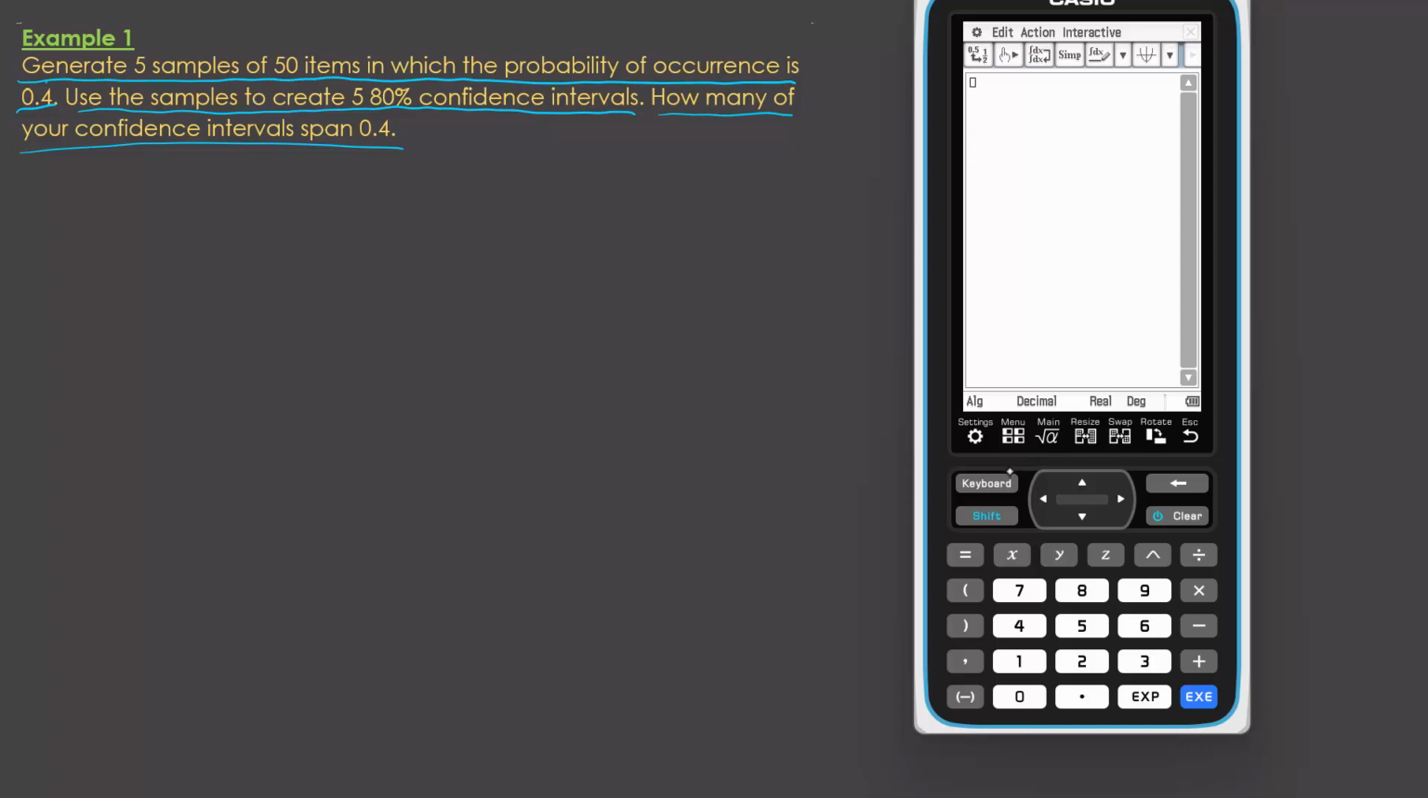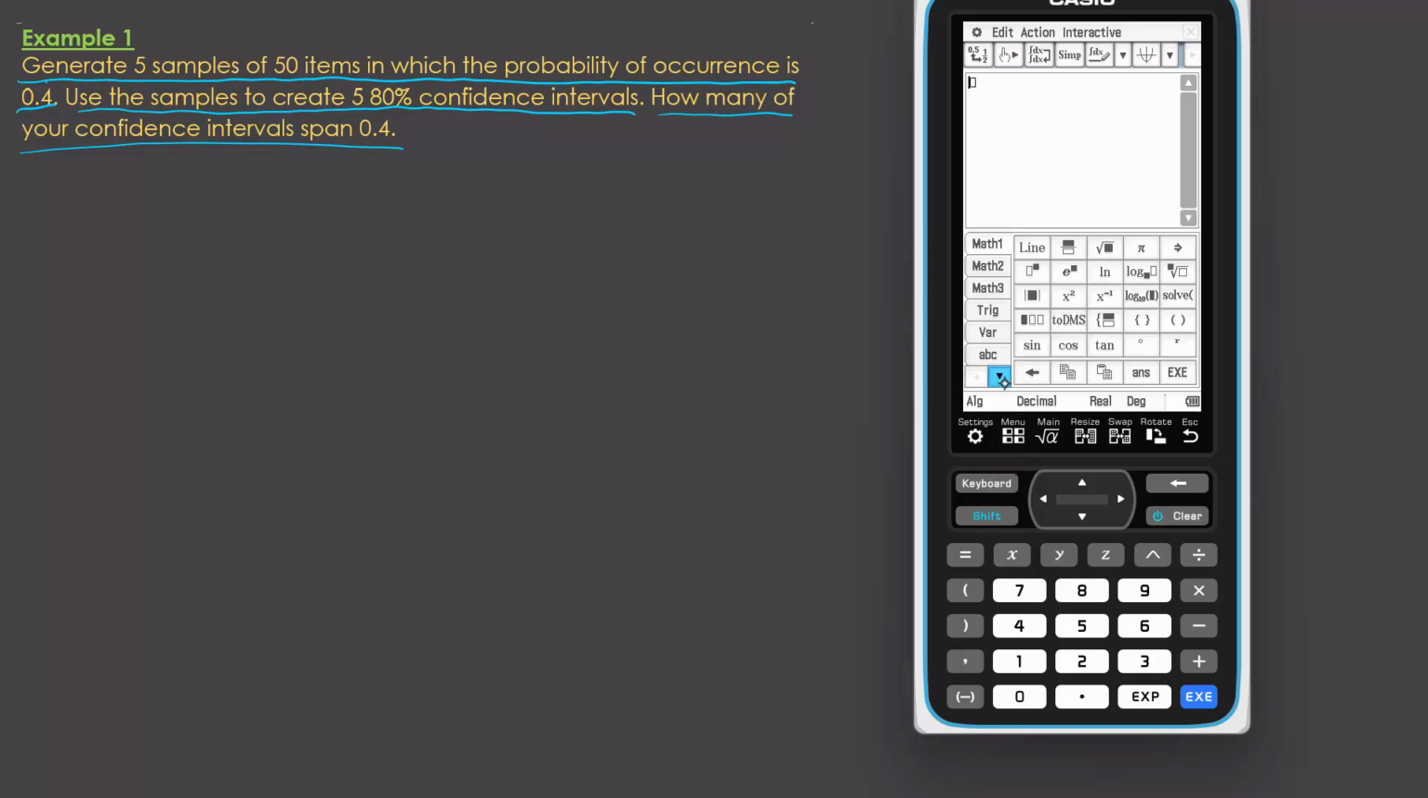Okay, so I'm going to start by using a rand bin. And what I'm going to do is have one trial, so it's actually a Bernoulli. Remember, a binomial is a series of Bernoulli trials. If I just have the one trial, it's a Bernoulli. And I'm going to say my probability of success is 0.4, and I'm going to generate 50 such trials.